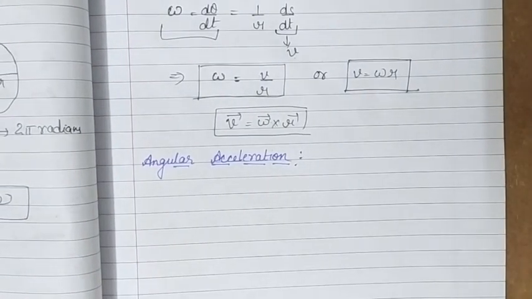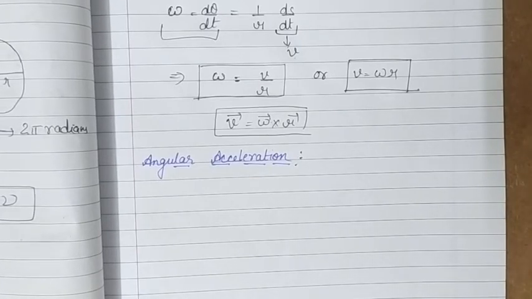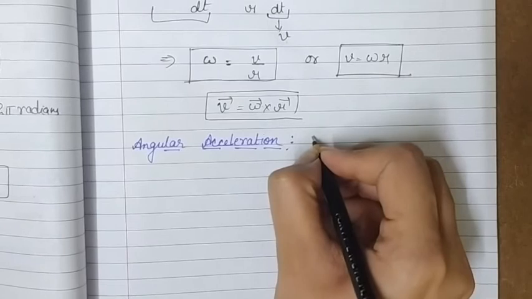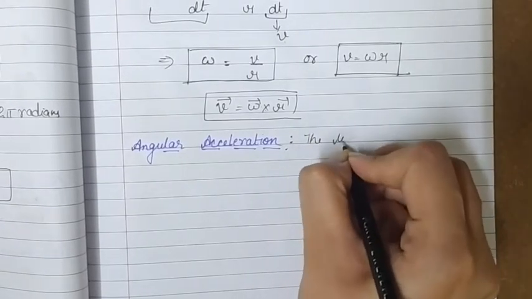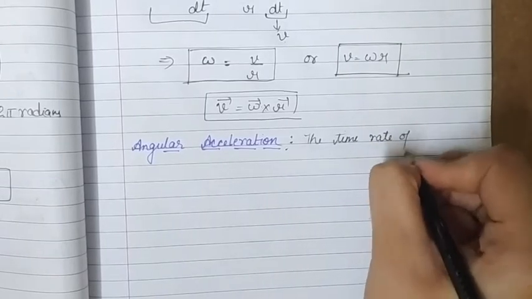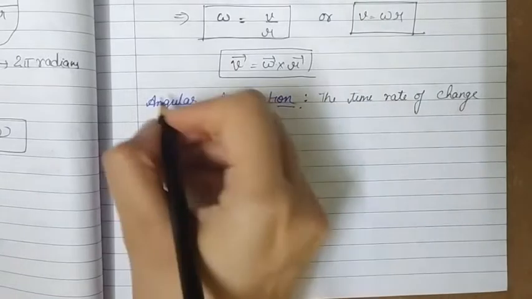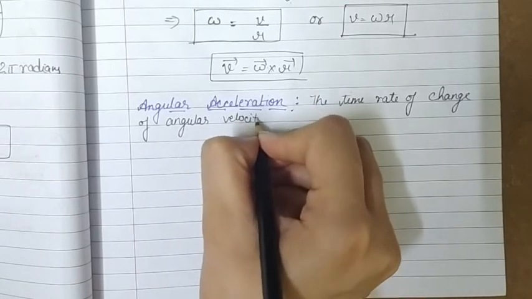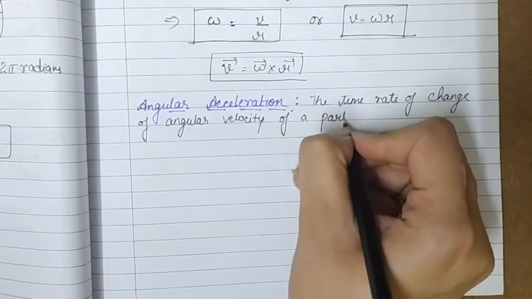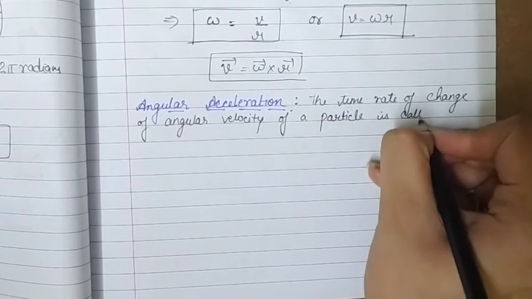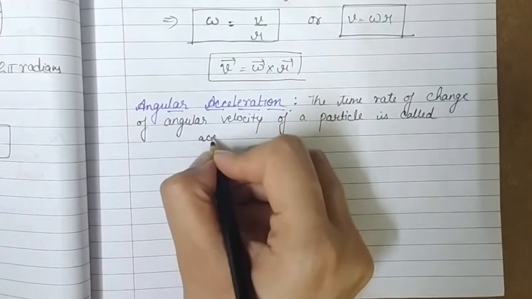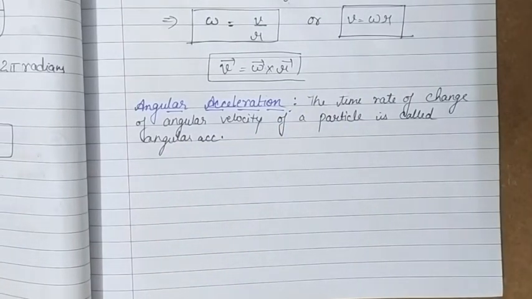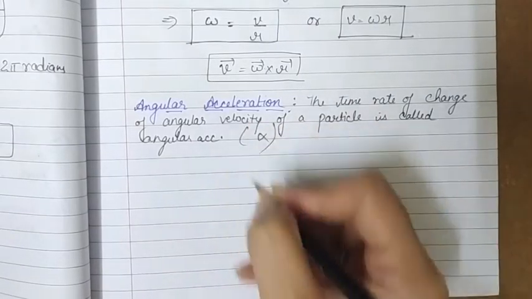Now here in uniform circular motion, the time rate of change of angular velocity, this time it's not velocity, it is angular velocity. So angular acceleration is the time rate of change of angular velocity of a particle, and it is represented by the letter alpha.